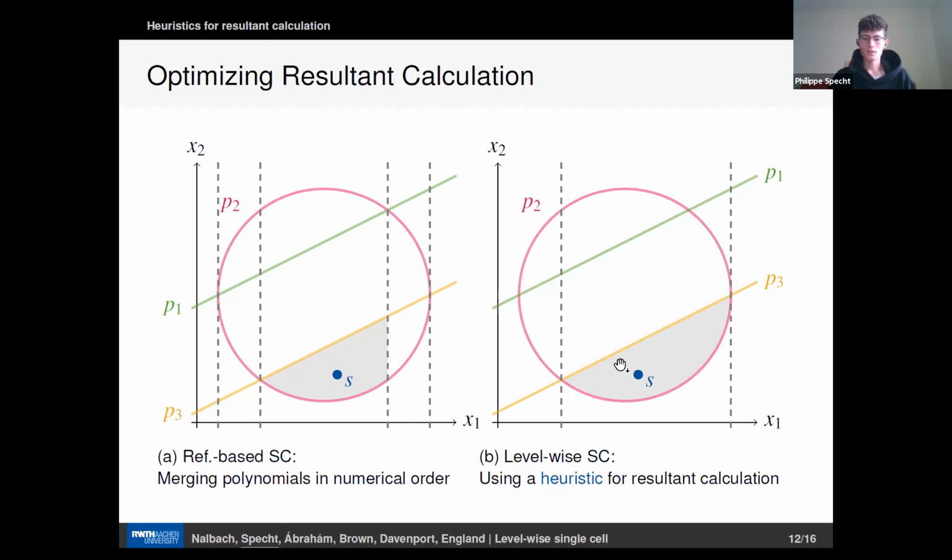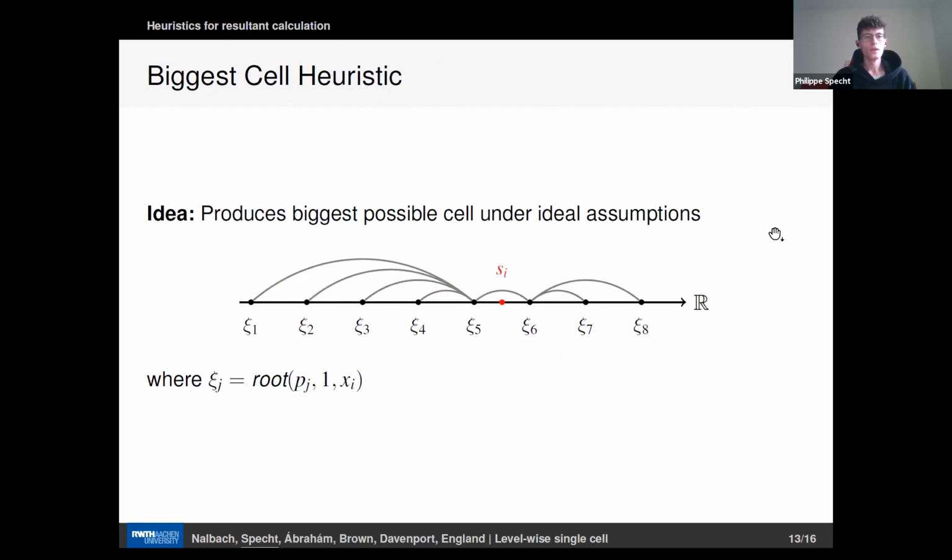But for the level-wise approach, this is different. And this is due to the fact that before we project our polynomials, we always have this entire root ordering. And on this root ordering, we can define which resultants we want to take in the form of heuristics. And into these heuristics, I want to look right now. The first one is what we call the biggest cell heuristic.